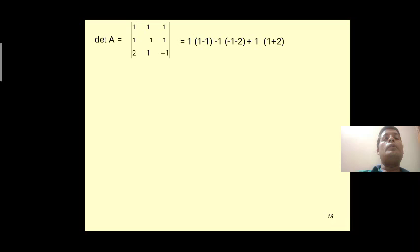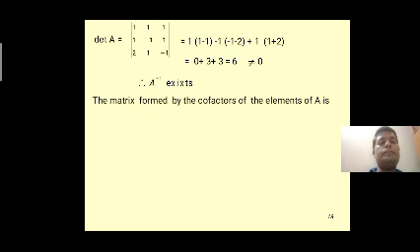Determinant of A: using the expansion along the first row, 1 into (1 minus 1), taking the sign minus for the next, 1 into (minus 1 minus 2), plus 1 into (1 plus 2). On simplification, that equals 0 plus 3 plus 3, equal to 6. 6 is not equal to 0. Therefore, this is a non-singular matrix, so the inverse exists.